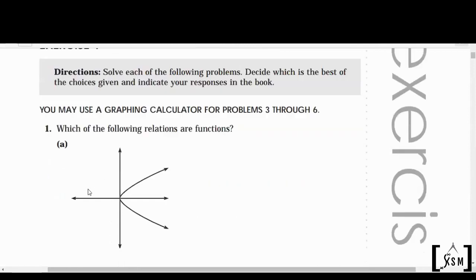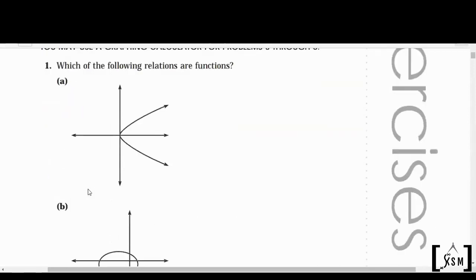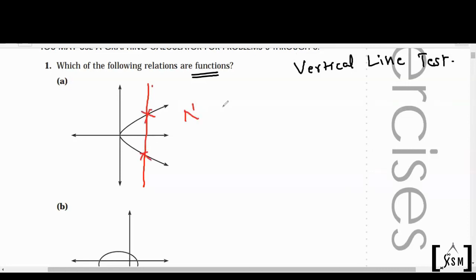Let's do some questions. The question is asking which of the following relations are functions. Now, to identify if it is a function or not, there is a test called the vertical line test. Let me discuss that. The vertical line test says you just draw a vertical line, and if it cuts more than once, then it will not be a function.